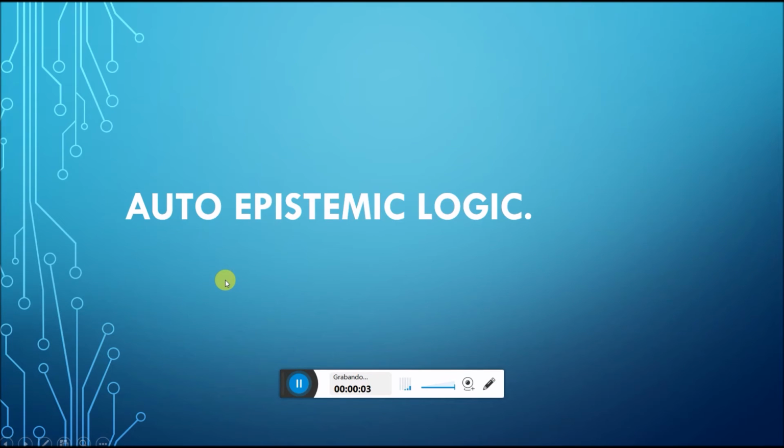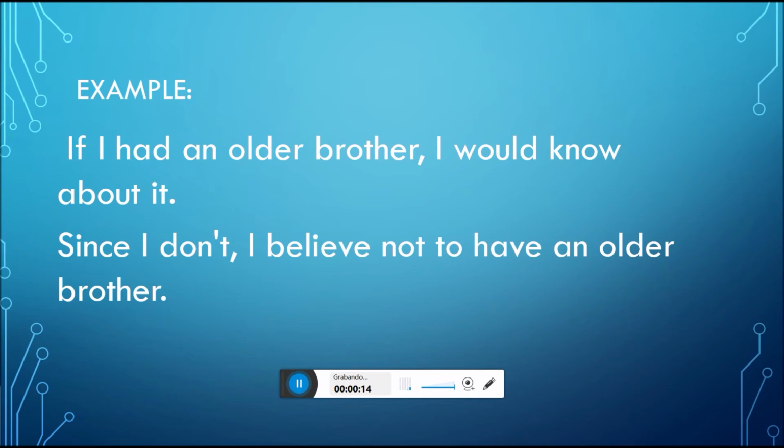Autoepistemic logic. Autoepistemic logic is another formalism closely related to default logic. We're going to show you a basic example. If I had an older brother, I would know about it. Since I don't, I believe not to have an older brother.